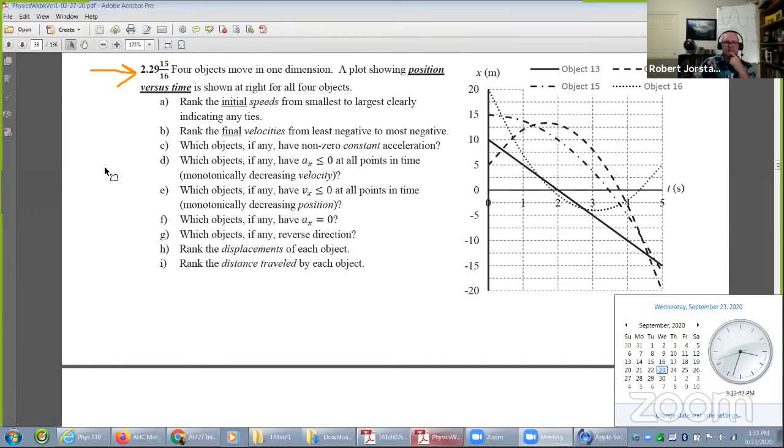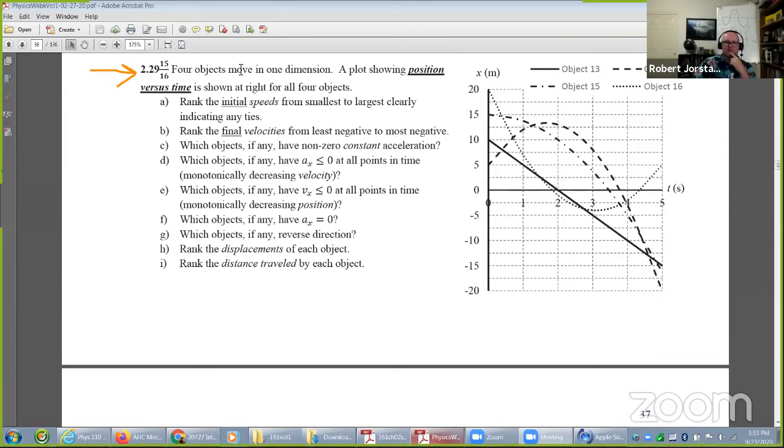Okay. In this case, let's make sure we at least get this first one before people have to take off. So part A, with this angry red arrow. Okay. I'm supposed to rank the initial speeds. What's the first thing I should do before I do that?